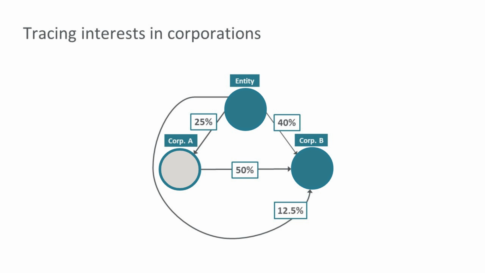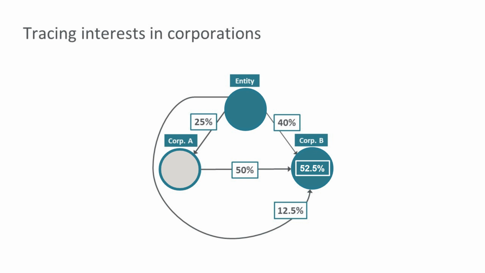Multiplied by 50% equals 12.5%. So entity's aggregate interest in Corporation B is the 40% direct interest plus the 12.5% indirect interest. In sum, this equals 52.5%, which is a controlling interest. Therefore, entity and Corporation B form a group under the tracing of interest provisions. Corporation A is not part of the group as the entity has an interest of less than 50%.